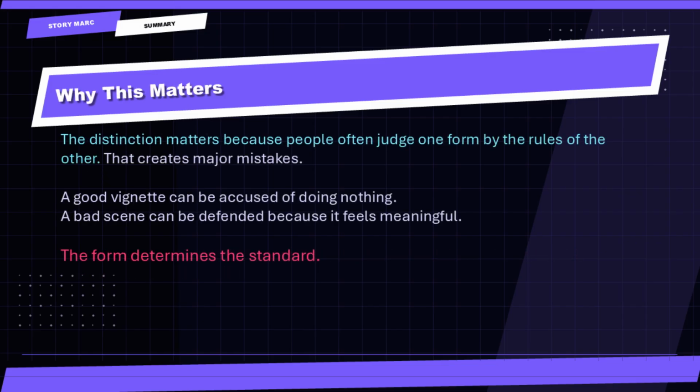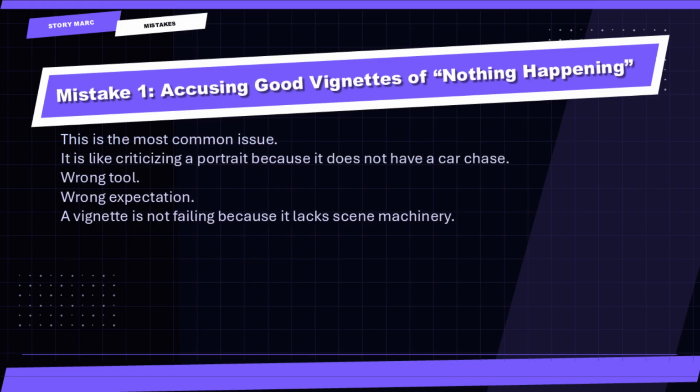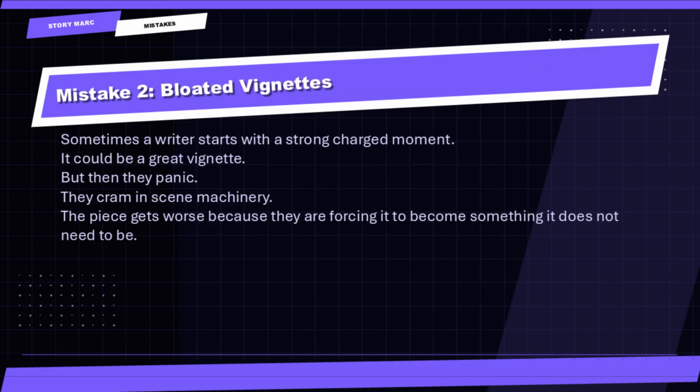Now, the reason all this matters is because an inability to see the difference results in people who judge one form by the rules of another. And when that happens, people make major mistakes like: 1. Accuse good vignettes of nothing happening. This is the most common issue. I consider this dumb since it's like criticizing a portrait because it doesn't have a car chase. Wrong tool, wrong expectation. 2. Making vignettes bloated by forcing scene machinery in them. In this case, someone starts with a strong charged moment that could be a great vignette, but they panic, so they cram in stuff that makes the piece worse instead of working with the natural form for things.